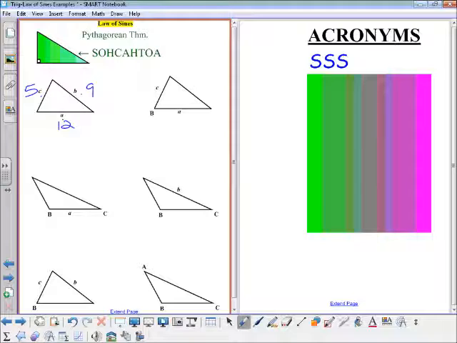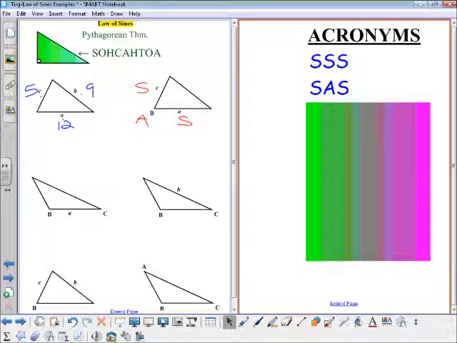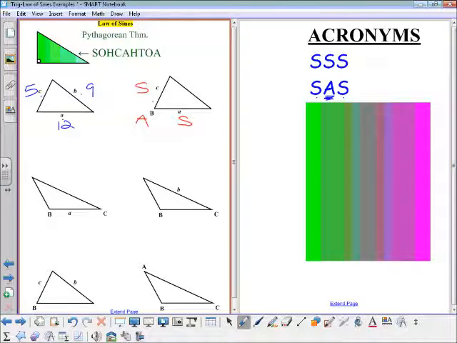Or this next example shows they give you a side, an angle, and a side. So that acronym is side, angle, side. Okay, placement matters. In this case, the angle is between the two sides, S and S, in our acronym. So the given angle must be between the two given sides. Then that would be side angle side.